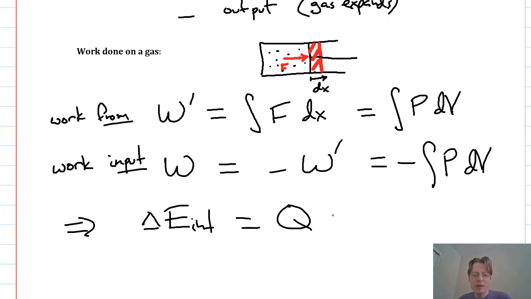The heat input minus integral PdV. Whether you want to talk about W, if you use W prime, then it's Q minus W prime. And if you use W, then it's Q plus W. Either way, it's always minus integral PdV. Okay, so what this is telling us is we can figure out how much work the gas gives out by expanding by doing an integral of the pressure with respect to volume.